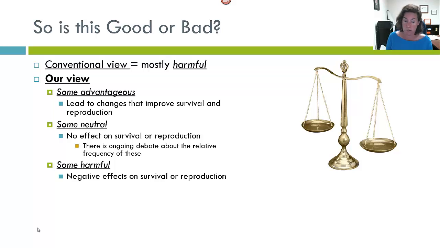reproduction for those mosquitoes. In recent decades, we have discovered that some mutations are what we call neutral. That is, that they do not seem to have any effect on survival or reproduction. And there's a tremendous debate regarding the frequency of these neutral mutations. Some mutations are in fact quite harmful, and they do negatively affect an individual's survival and reproduction.